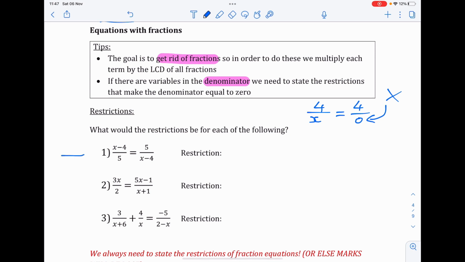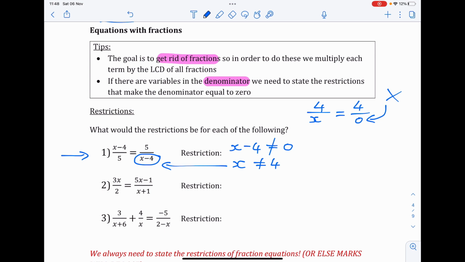So for example, in question 1, what would this restriction be? We take whatever the denominator is and we set it equal to 0. So x minus 4 equals 0, and it cannot equal 0. So that's why we put a line through the equal sign, which means not equal to. And then we solve it. So x is not equal to 4. So we treat it like an equation, except it's a not equals sign. If we get an x value of 4, this equation would not work because it would make this denominator equal to 0. If we substitute in 4 there, 4 minus 4 is 0.